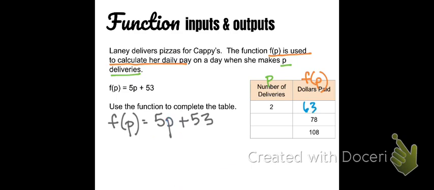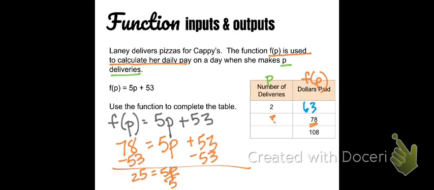Let's do one more. So if f of p is 78, if our output is 78, what is p? So we're going to solve this equation, and then divide both sides by 5, and we see that p is 5. If we input 5 into this function, the output is 78. And you use the same process to fill in the last box in the table.